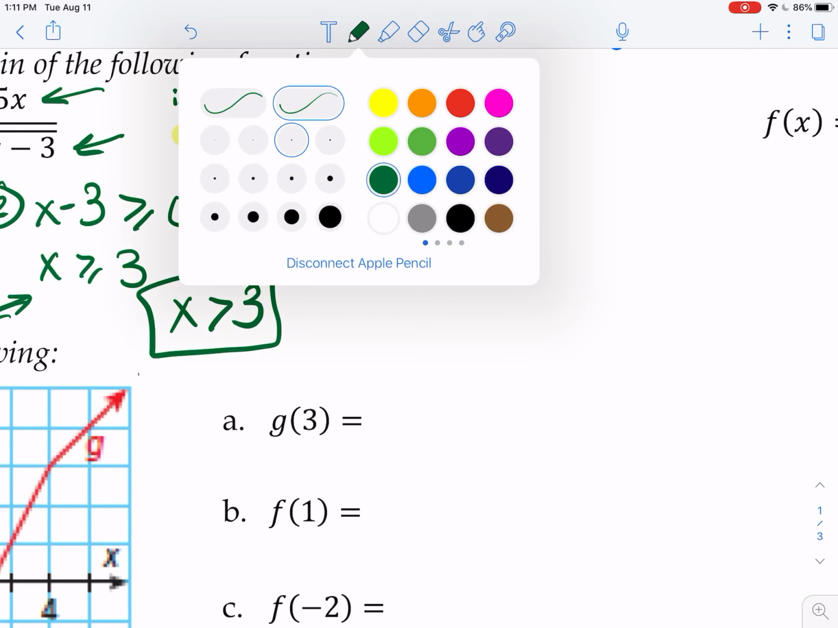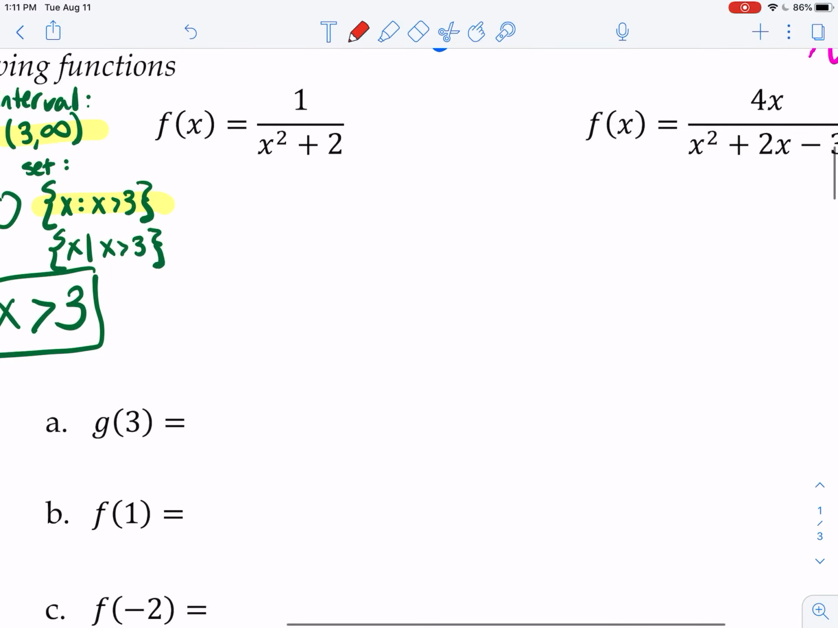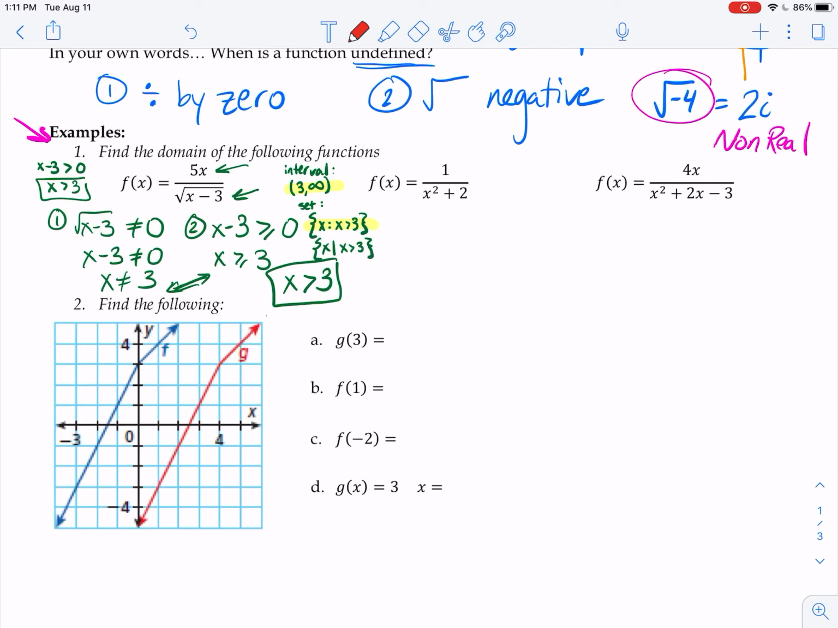Let's look at the next one. On this one there are no square roots, so we don't need to consider rule 2. What we need to look at is that x squared plus 2 cannot equal 0.